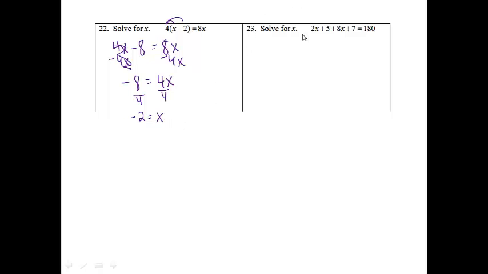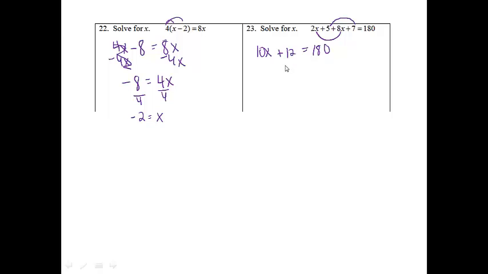Okay, my next one, I would like to again solve for x. 2x + 5 + 8x + 7 = 180. First of all, since everything is on the same side over here, you don't need to get rid of them, you just get to put them together. So 2x + 8x will give me 10x, and then 5 + 7 will give me 12. And then I still have equals 180.